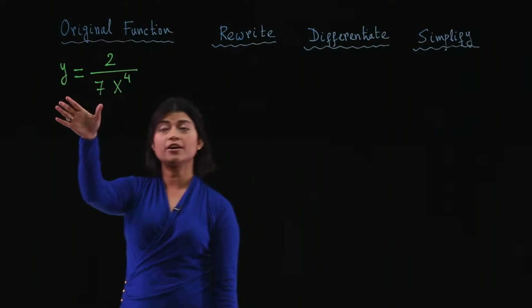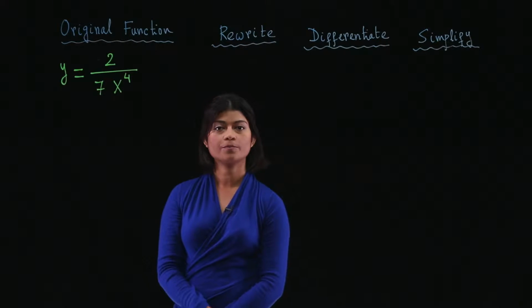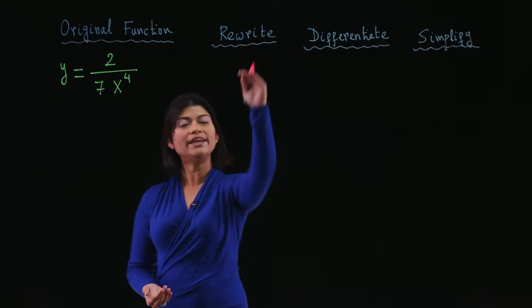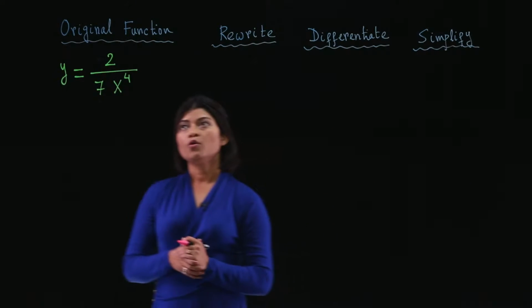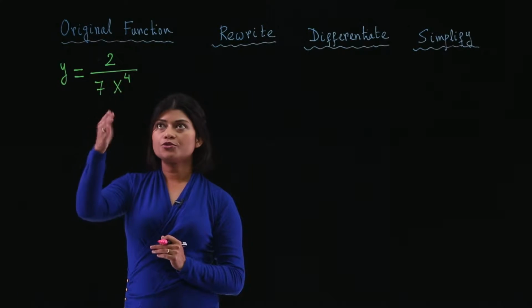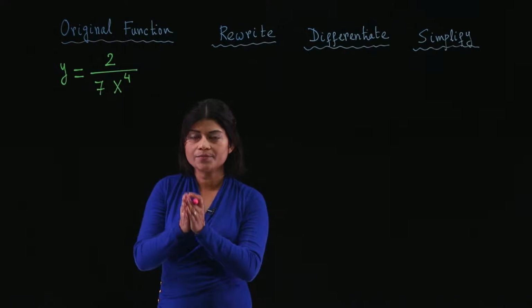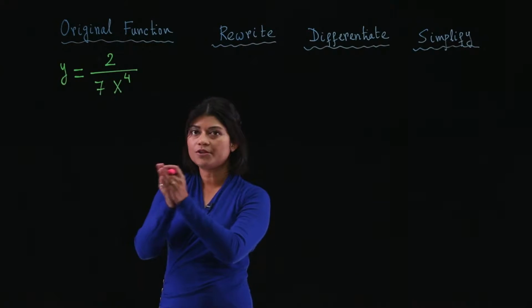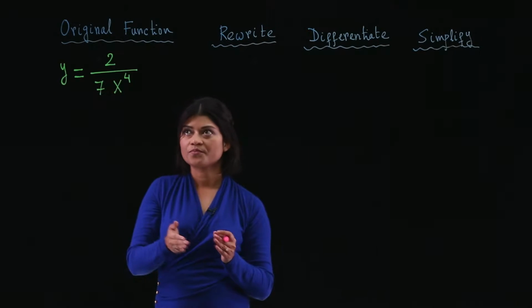This is the original function. It's y equals 2 divided by 7x to the 4. So first, we have to rewrite this function and then we have to differentiate. What we should do is rewrite the function in such a way that we clearly identify the constant versus the expression that has x in it.